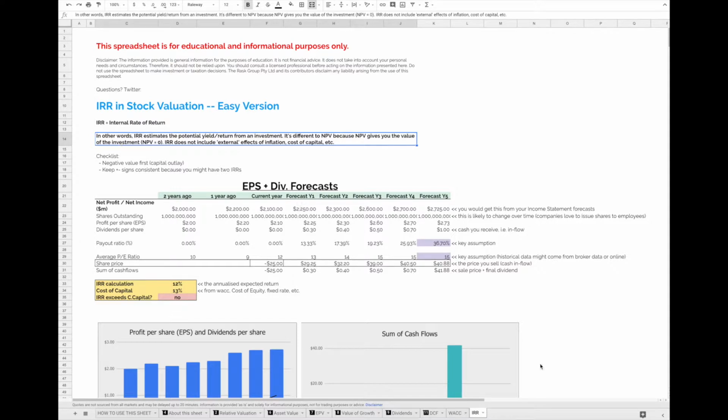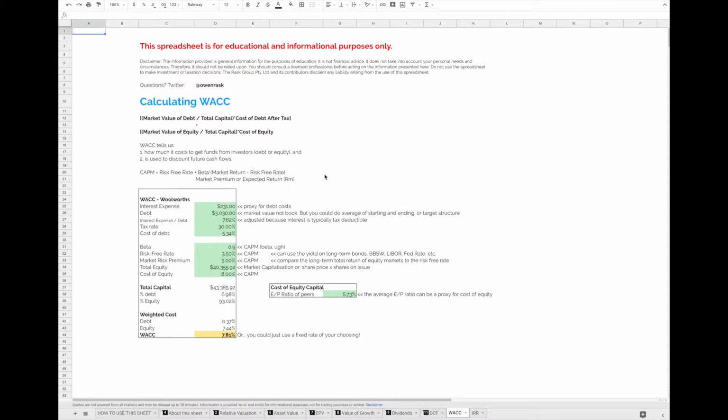You'll know from previous tutorials that we calculated the weighted average cost of capital here. And we used some alternative methods to calculate cost of capital for equity securities, which is the earnings yield, which is just right here. Now, obviously, that's quite low, but that was just a proxy or a simple back-of-the-hand calculation you can use.